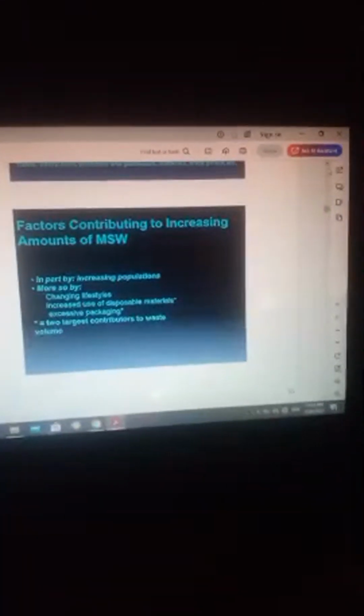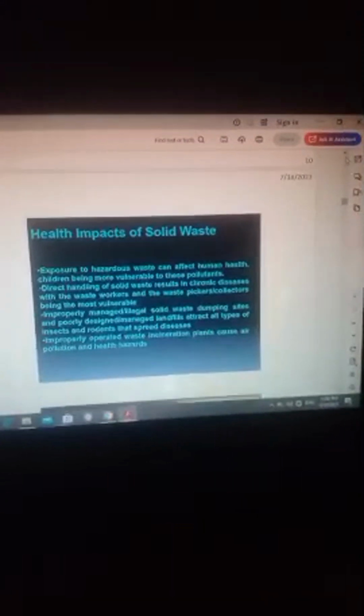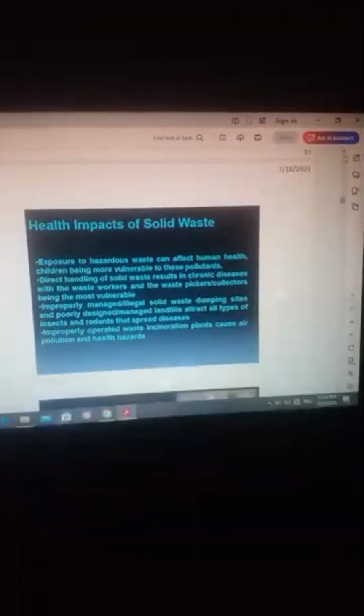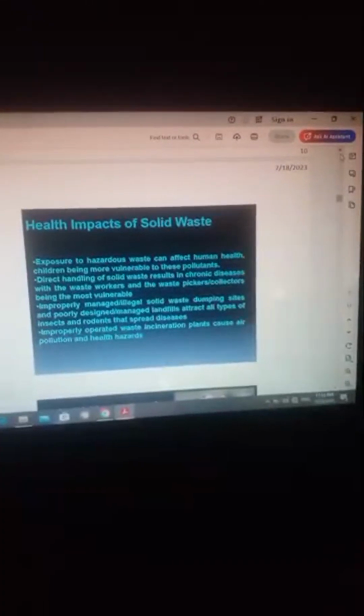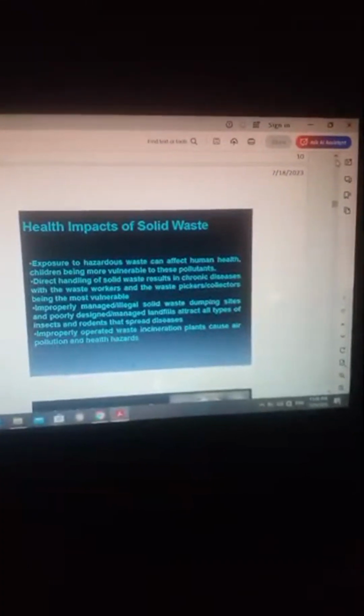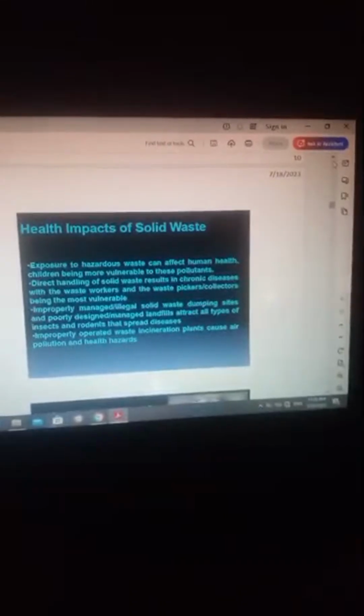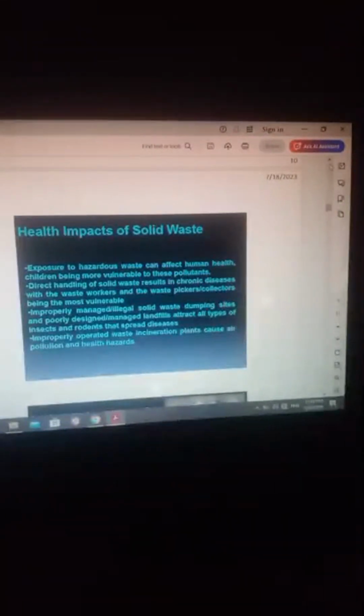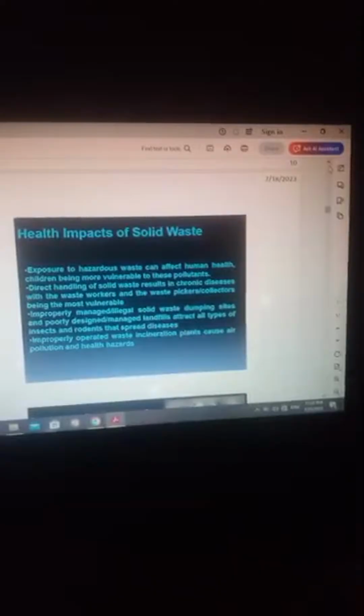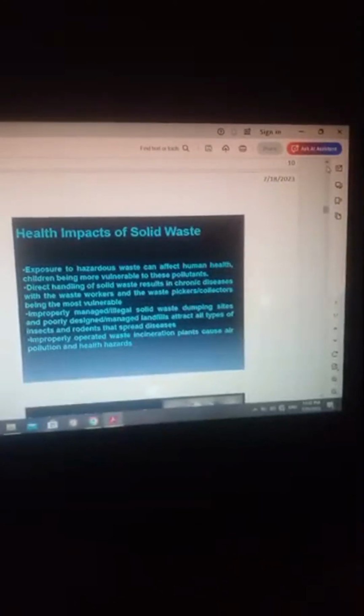A change in lifestyle, increased use of electronic gadgets. Health impact of solid waste. Now we are talking about the health impacts of solid waste. Hazardous waste can affect human health, children being more vulnerable to these pollutants. Direct handling of solid waste results in chronic diseases, with the waste workers and the waste pickers and collectors being the most vulnerable.